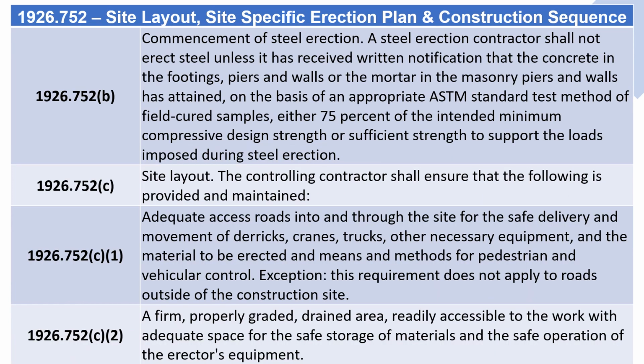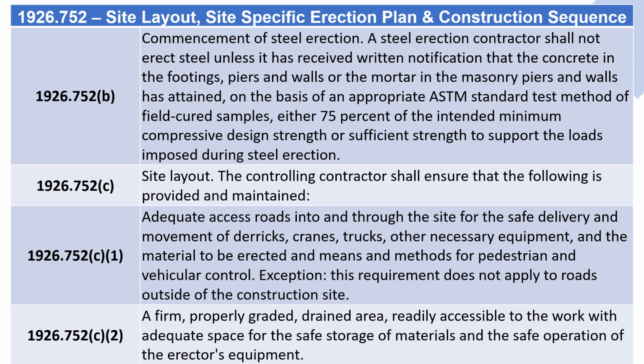1926.752(b) Commencement of steel erection. A steel erection contractor shall not erect steel unless it has received written notification that the concrete in the footings, piers and walls, or the mortar in the masonry piers and walls, has attained, on the basis of an appropriate ASTM standard test method of field cured samples, either 75% of the intended minimum compressive design strength or sufficient strength to support the loads imposed during steel erection.